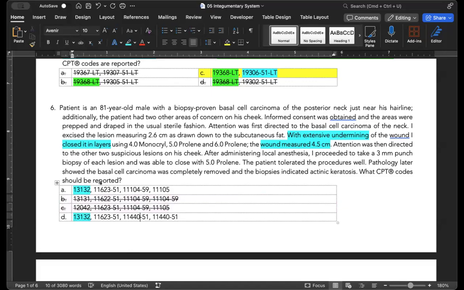Your 11623 and 111, nope, it's not. I almost did what I did last time. You have 11104. Make sure you don't do this and do what I almost did. And you have 11440. Okay, they're going to have similar codes in there to see if you're paying attention to that. So let's go look at the 11104.